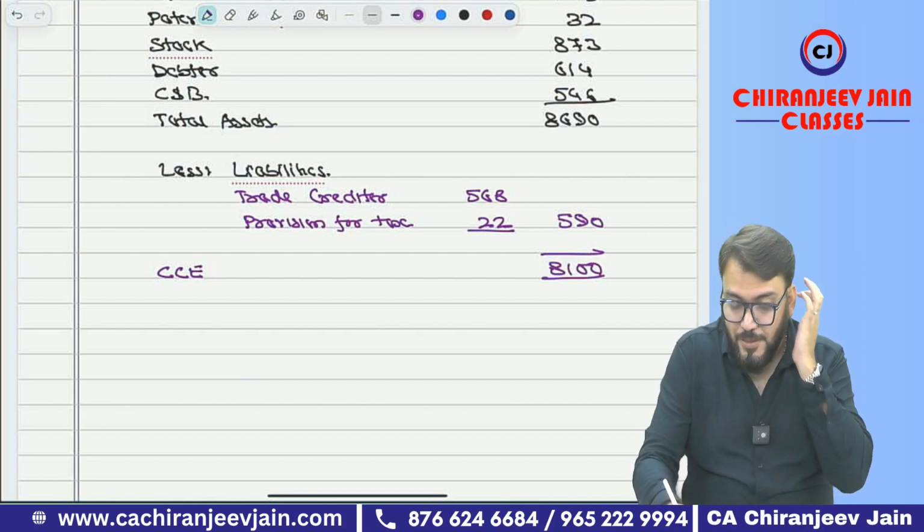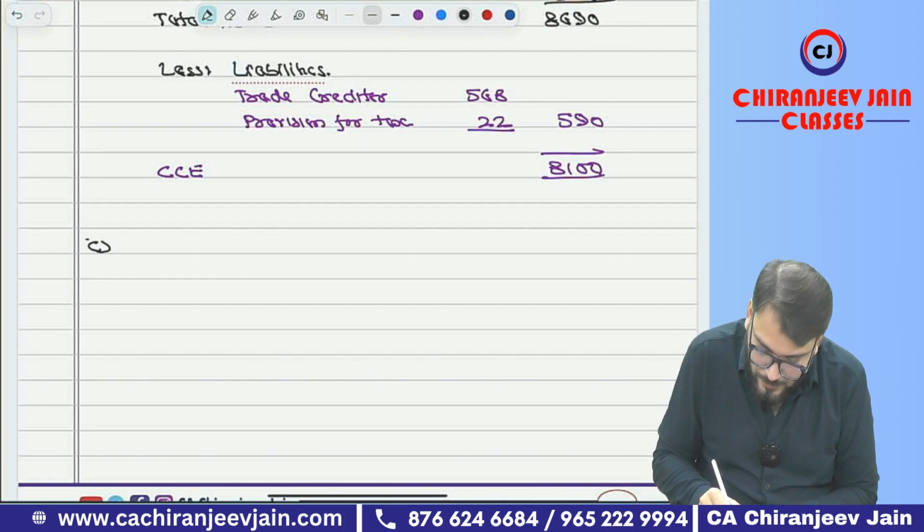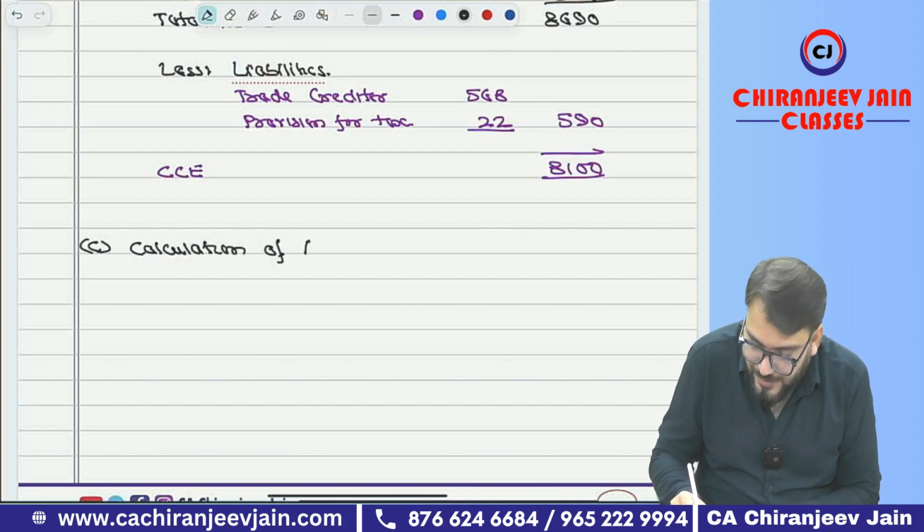Simple. Correct. But we want average capital employed. Write down point number C: calculation of average capital employed.